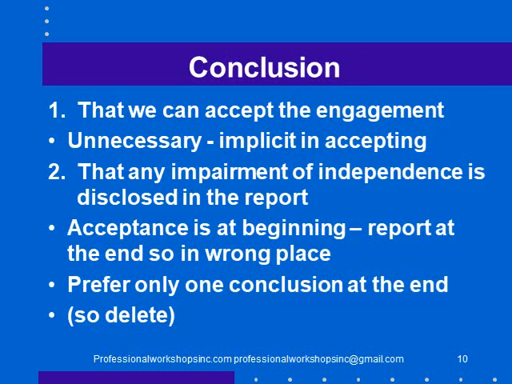Now, as I said, the conclusion is that we can accept the engagement, and I think we can just take that out. It's unnecessary. If you can't figure out that I accepted the engagement by looking at a signed engagement letter, I don't think you're an experienced practitioner. And the second part of the conclusion, that any impairment in independence is disclosed in the report. Well, acceptance at the beginning and report at the end, so it's in the wrong place. And I would prefer only one conclusion at the end, so I think I would just delete this conclusion, and I will have a conclusion at the end of the engagement that nothing's come to my attention that we're not in accordance with 4200.